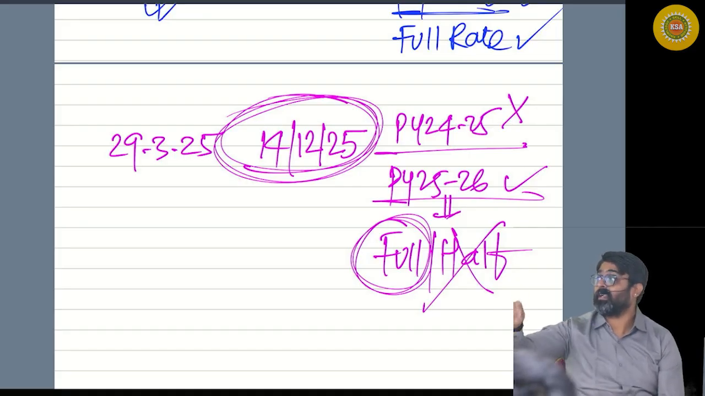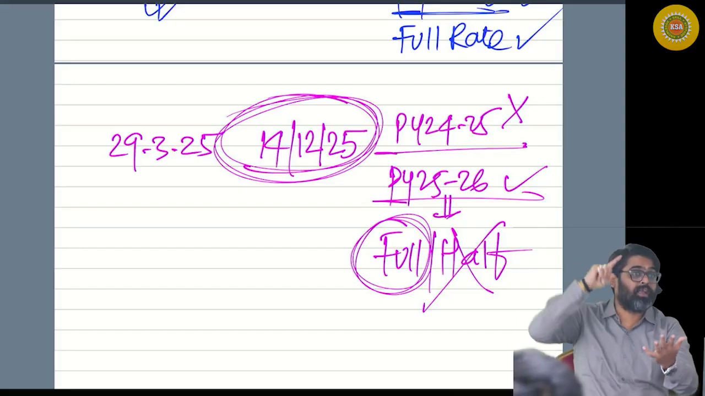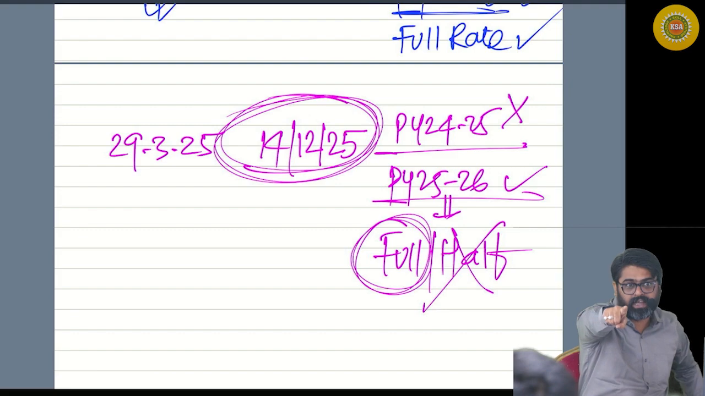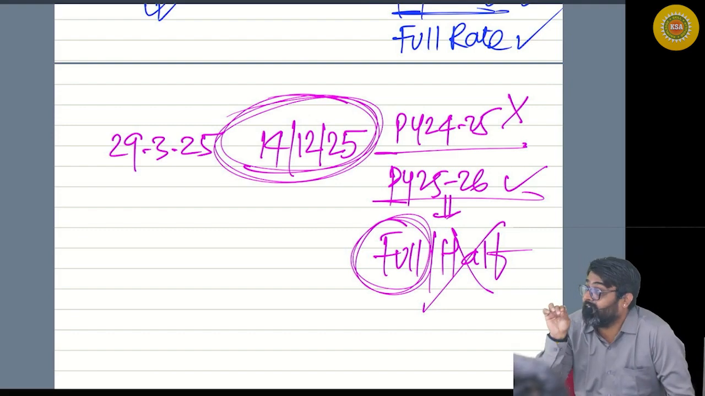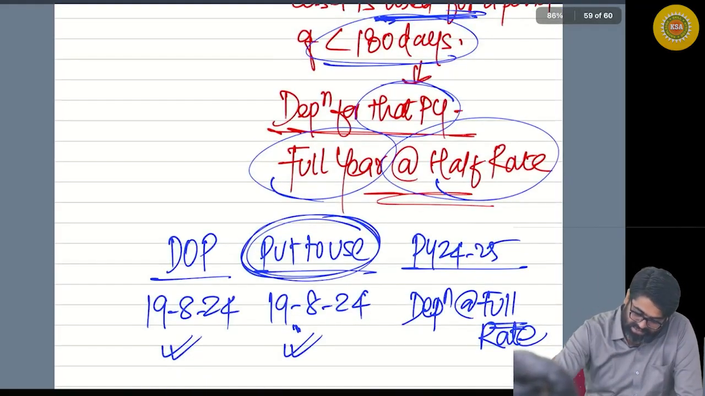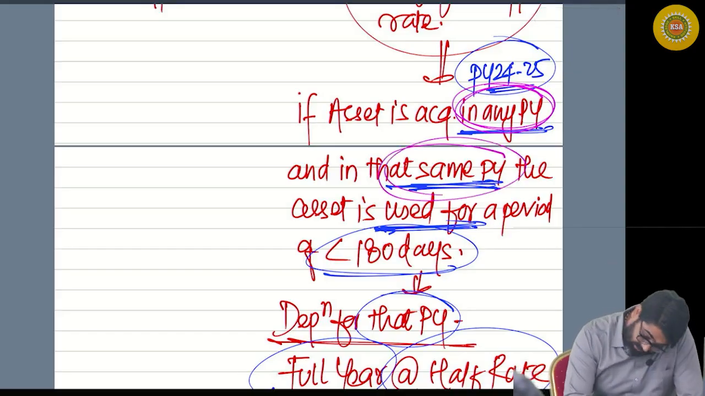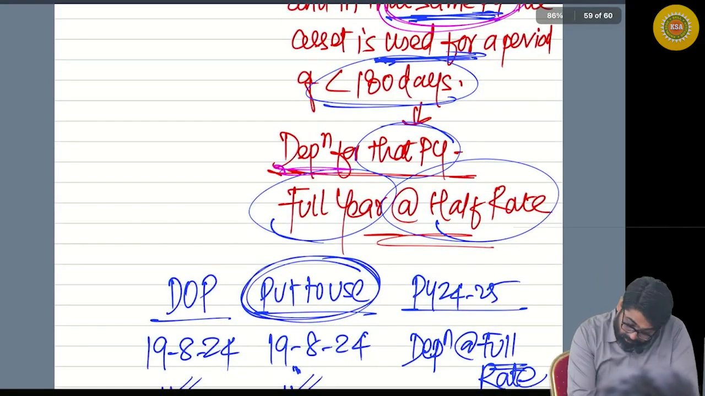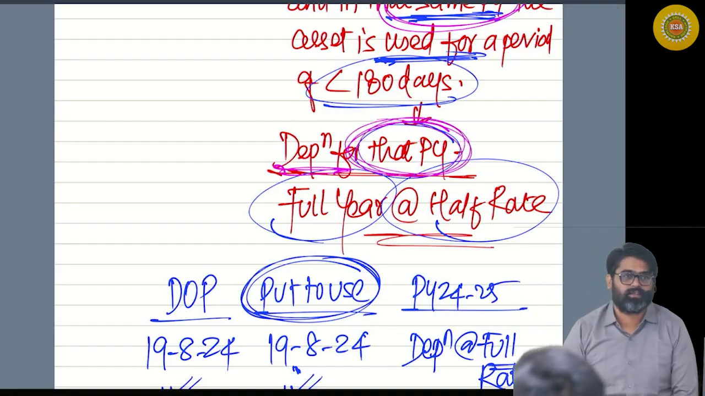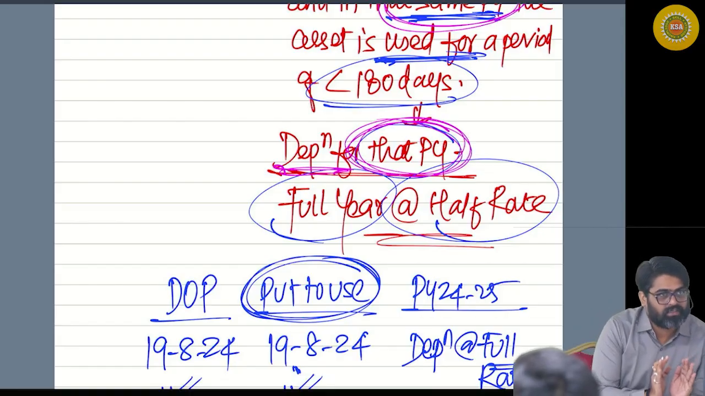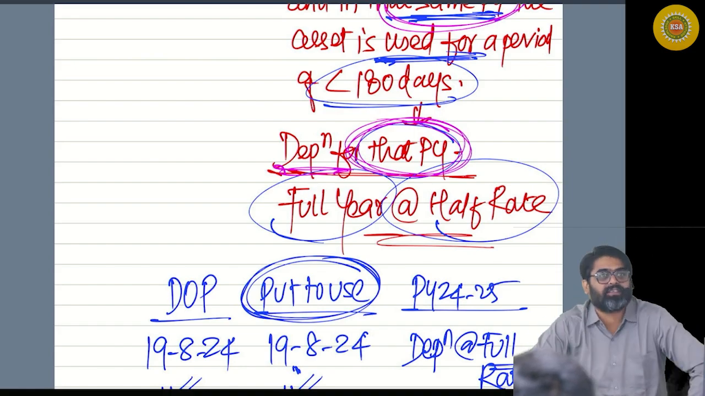Calculation of depreciation at half rate is to be done only for the year in which the asset was purchased. 25-26 is not the year in which the asset was purchased. It is the previous year. So depreciation for that, I'm talking about the first year. The half rate depreciation concept is applicable only for the first year in which the asset was acquired.